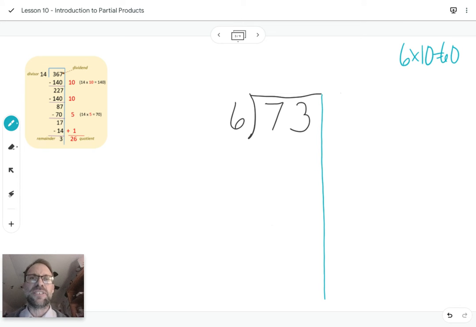And 60 is pretty close to 73, but let's see if I can get closer. 6 times 11 is 66. That's closer. 6 times 12 is 72, right? Wait, 72 is really close. Let's just keep going though.